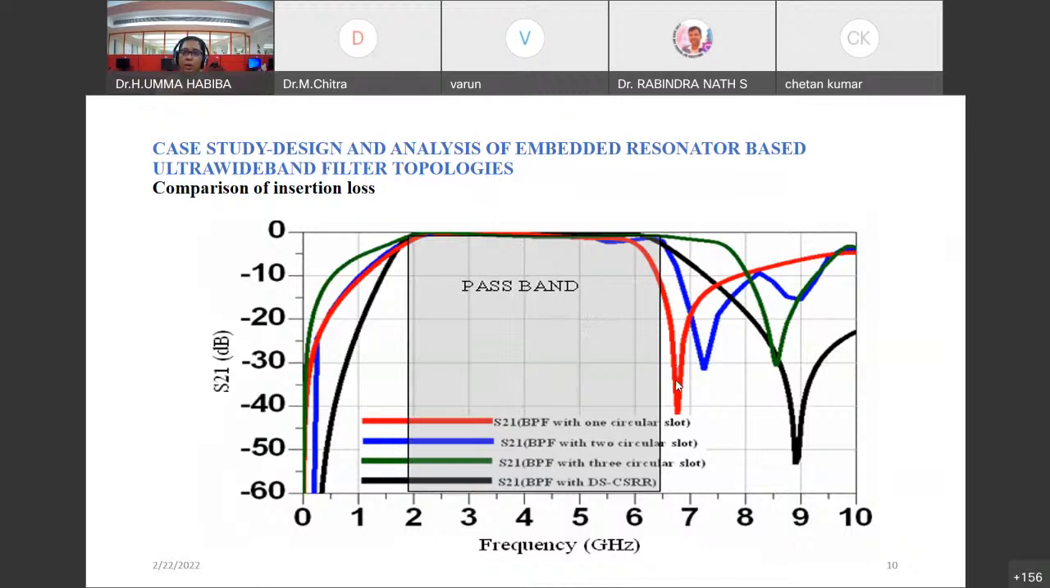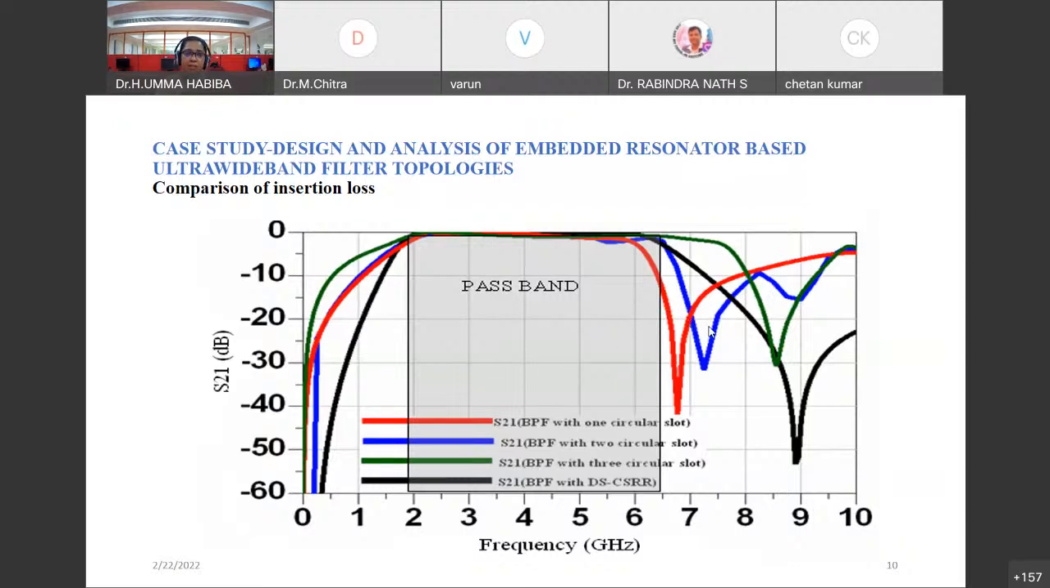For one circular slot, on the upper side, selectivity is very good, but on the lower side, it is not good. When we come to two circular slots, both sides are not good. When you come to three circular slots, the lower side is very good, but the upper side is not good. When you come to four circular slots, the bandwidth is wider, but both the lower and upper sides are not good. According to our definition, the lower ultra-wideband is given as 3 to 5 gigahertz, or it may be 3 to 6 gigahertz. So the performance is compared by doing simulation.